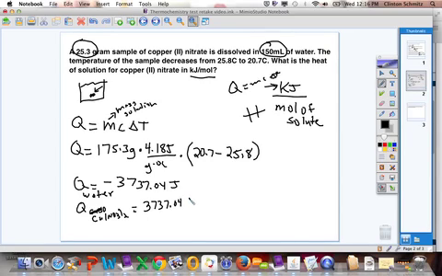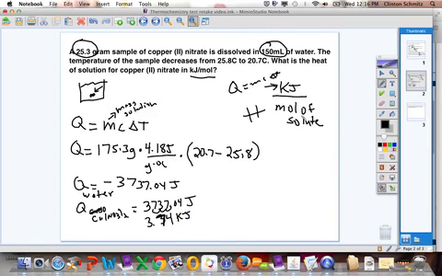Now, that is in joules, and we need to get to kilojoules. So we move the decimal 3 spots to the left. Roughly we get about 3.7, and we go one more spot: 3.74, not 3.4, 3.74 kilojoules. So there we have the kilojoules.